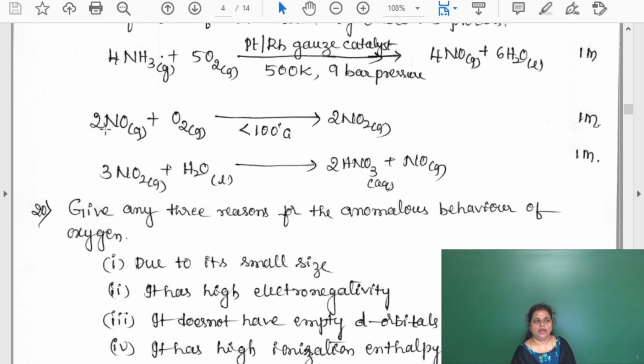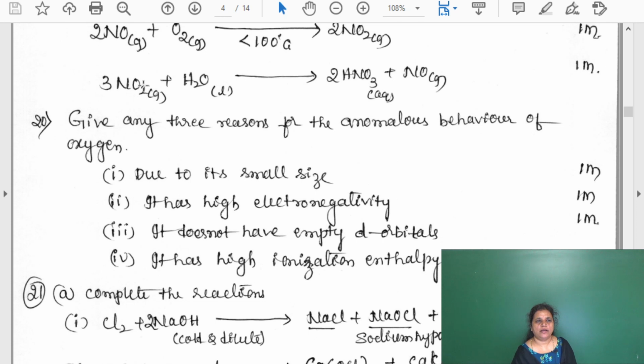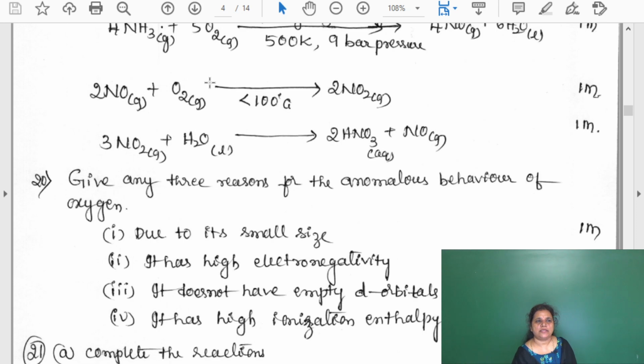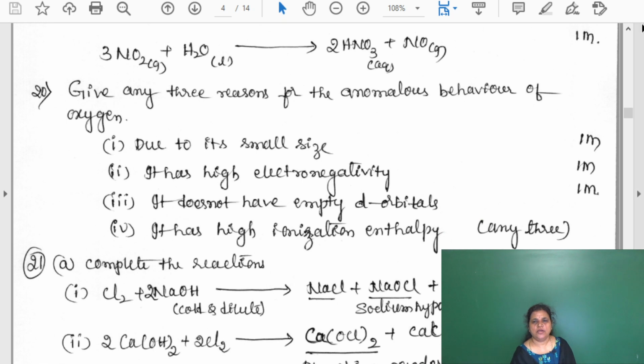And the second one, the nitric oxide undergoes oxidation to give nitrogen dioxide. Temperature should be below 100 degrees centigrade, and this carries 1 mark. And the third reaction indicates nitrogen dioxide absorbs in water and gives nitric acid with the liberation of nitric oxide, which recycles back to the second step. You need not write that sentence, just write the 3 balanced equations, 1, 2 and 3, so that each step carries 1 mark.